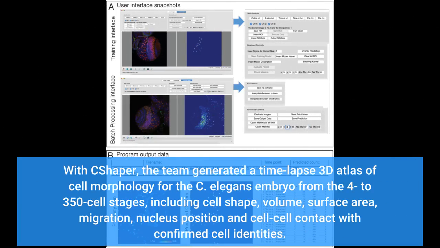With C-Shaper, the team generated a time-lapse 3D atlas of cell morphology for the C. elegans embryo from the 4 to 350 cell stages, including cell shape, volume, surface area, migration, nucleus position and cell-cell contact with confirmed cell identities.